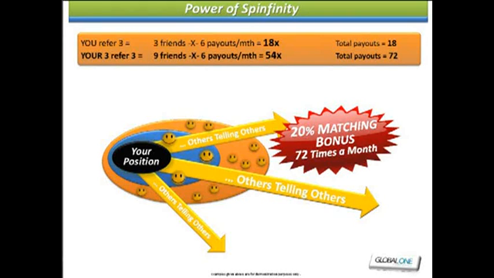Now we've expanded it. Those 3 people went out and got 3. Again, just simple math. I could have chosen 2, I could have chosen 5, I could have chosen 50. We're just trying to show how the system works and how it expands for you. Because you're a platinum, you now qualify not only on your referrals, but on all of their referrals. So the second line is your 3 referred 3. That's 9 times the 6 payouts a month. You're getting paid 54 times, in addition to the 18 on your first social profit pool. You're getting paid 72 times a month just by bringing in 3 people.